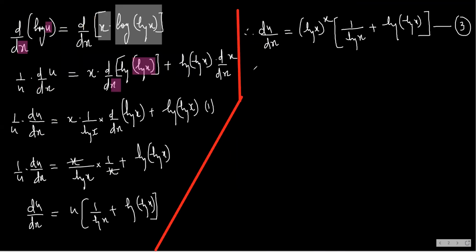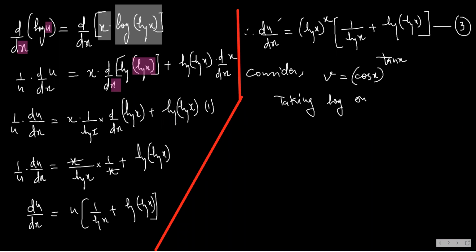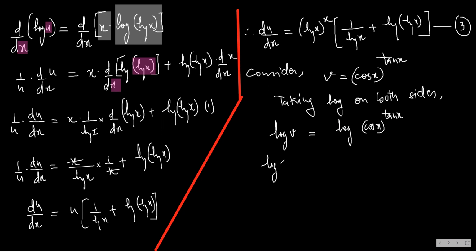So I write here, consider v equals cos of x raised to tan of x. And what will I write? I will write taking log on both sides. So when I take log on both sides, I get log of v equals log of cos x raised to tan x, and that will be log of v equals tan of x into log of cos of x.